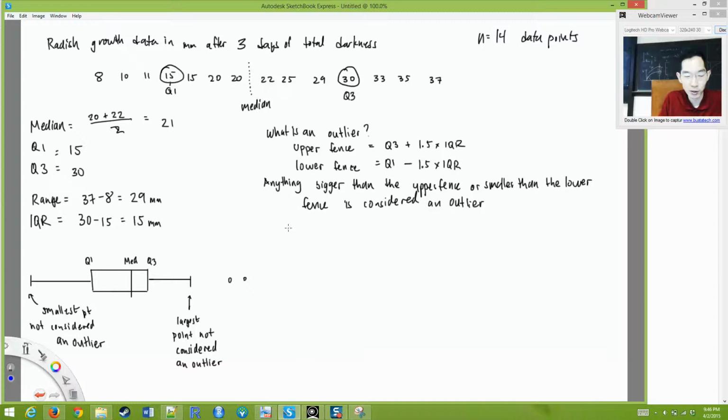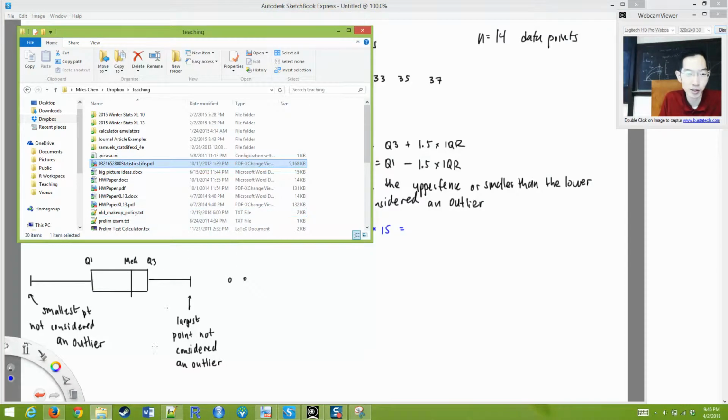Okay, so for our upper fence, we will do Q3, which is 30, plus 1.5 times the IQR, which was 15. Okay, so this will take me to 15 times 1.5 is... why can't I do this in my brain today?